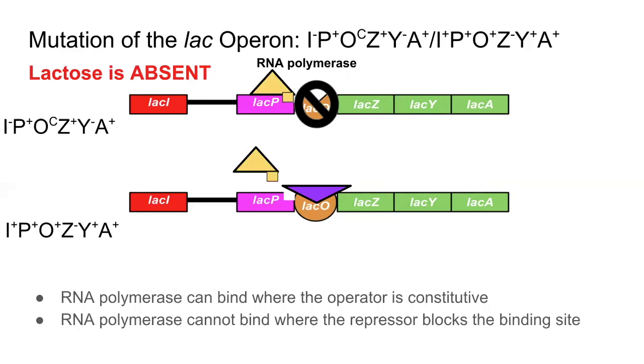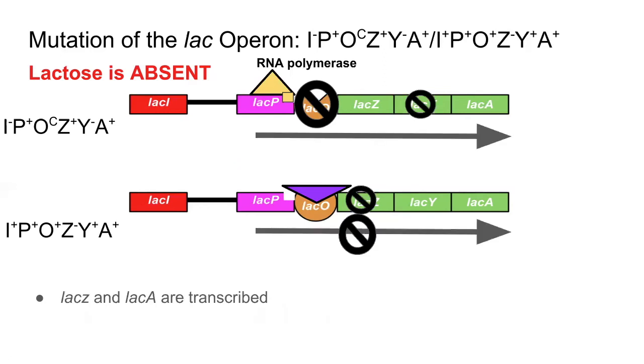Now, RNA polymerase can bind on the operon where the operator is constitutive because the repressor was unable to access the LAC-O binding site. On the operon where LAC-O was not mutated, RNA polymerase cannot bind because the repressor is blocking the binding site on LAC-P. The bottom operon has no transcription, but the top operon is transcribed. LAC-Z and LAC-A are not mutated, so functional beta-galactosidase and functional transacetylase are produced. LAC-Y is mutated here, so functional permease is not produced.